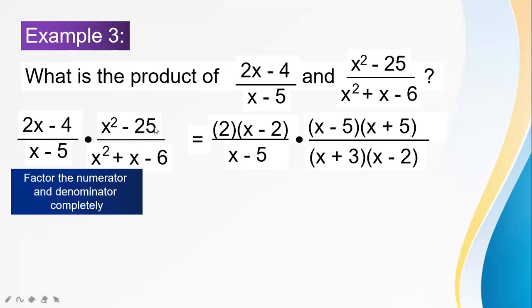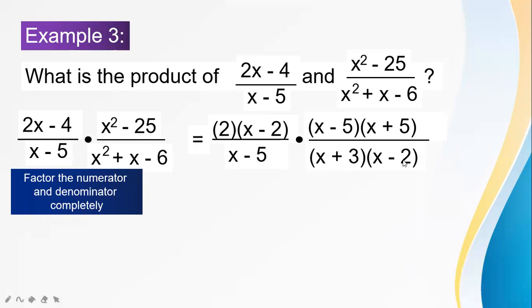And then this one, we have x squared minus 25. And we call this the difference of two squares. So we have two factors, two binomials: x minus 5, x plus 5. Then we have x squared plus x minus 6. We call this a simple quadratic trinomial. And therefore, the factors are two binomials, x plus 3, then x minus 2.